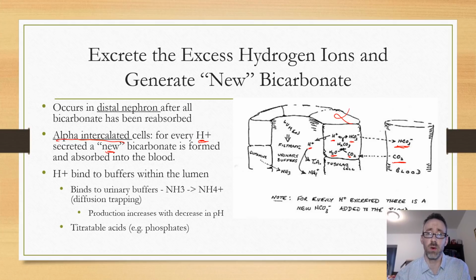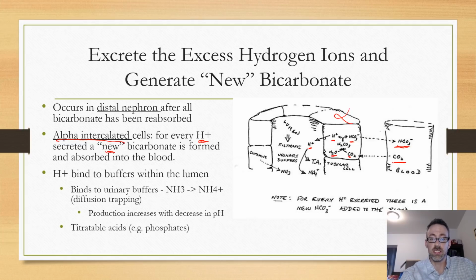Now, this is exactly what we saw in the proximal convoluted tubule, with one big exception. The big exception is that in the distal tubules, there is no bicarb in the lumen. There's no carbonic anhydrase in the brush border there. So when the proton gets excreted into the lumen, it's going to bind to any buffers that happen to be unbound.